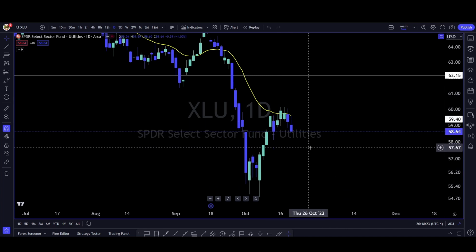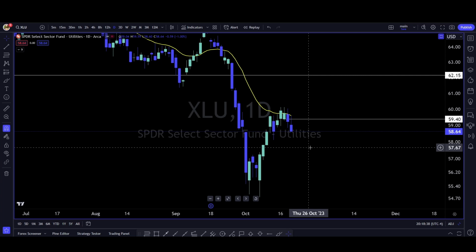But it's up to you to take profits. It's up to you to manage your risk. Obviously, you want to only risk 1% of your total account's equity. So if you have a $2,000 account, you're only looking to lose $20 on these plays.